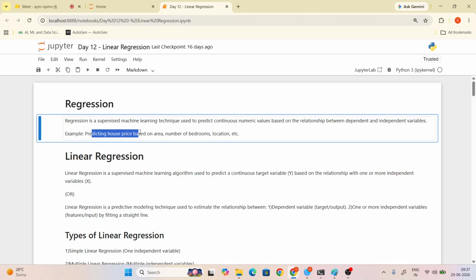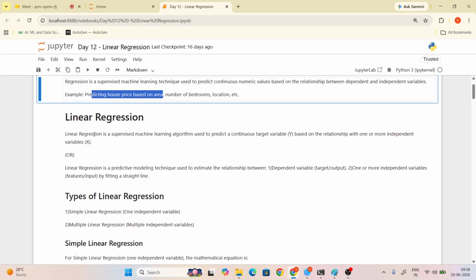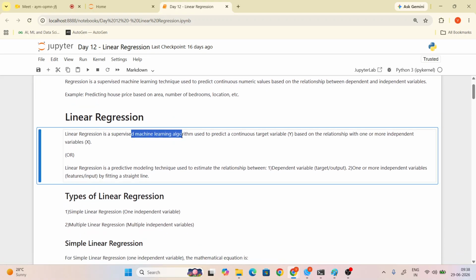The example is predicting house price. We have the use case, guys. On day 13 we will see the multiple linear regression use case. Linear regression is a supervised machine learning algorithm to predict a continuous target variable, or Y, a continuous numeric value. It uses one or more independent variables x. We want to predict the y. It may have one x or more than one x, and that is why we call them independent variables.